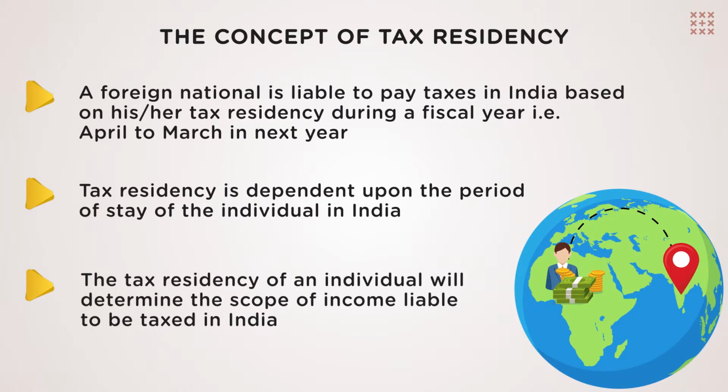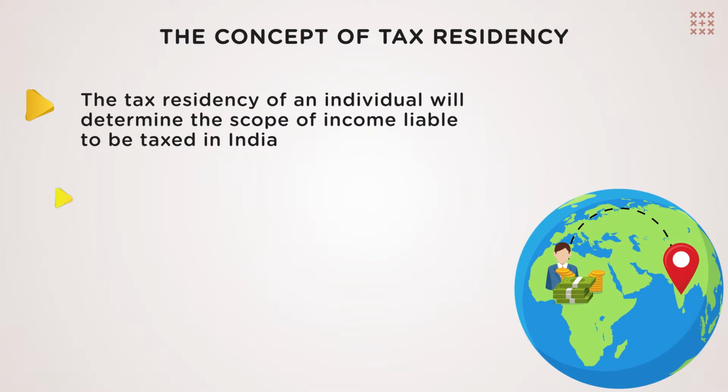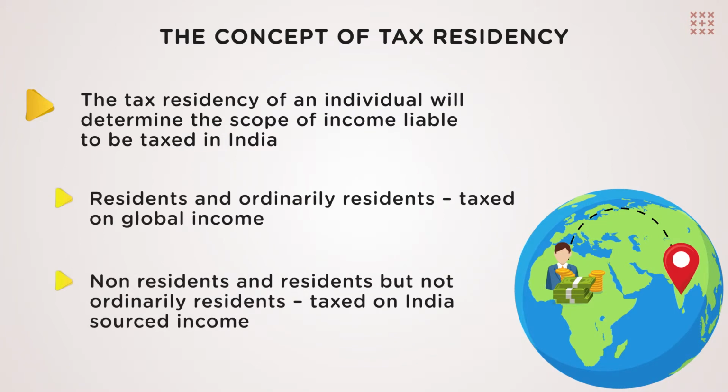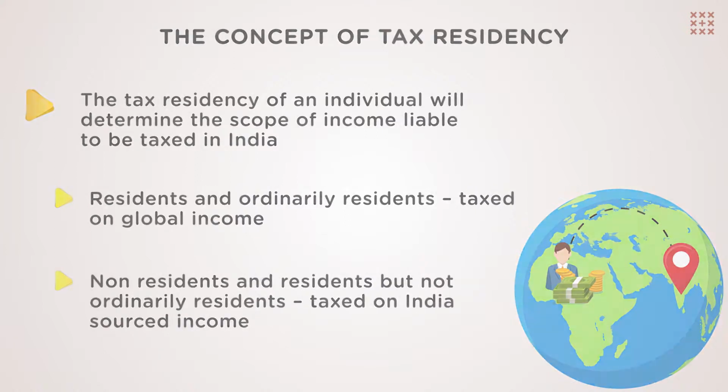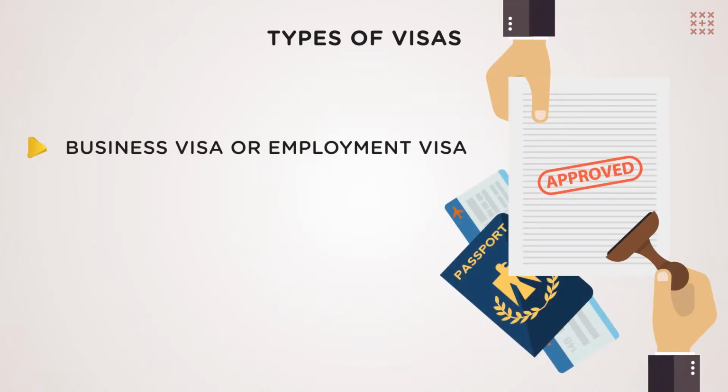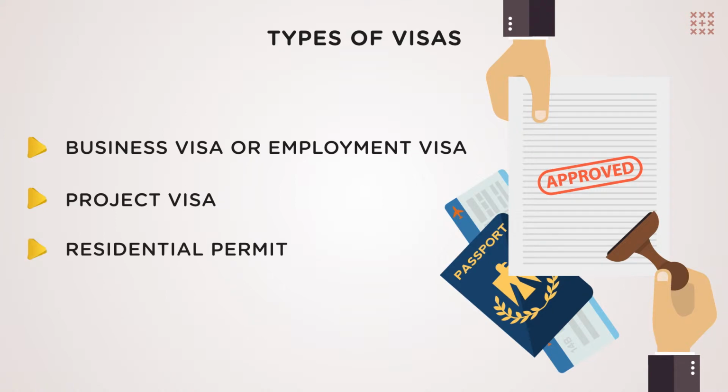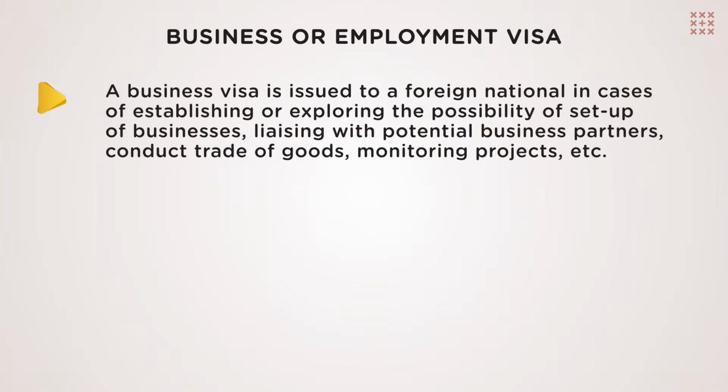The residents and ordinary residents are taxed on their global income, whereas non-residents and residents but not ordinary residents are taxed on India-sourced income. The different types of visas issued to a foreign national on entering India are business visa or employment visa, project visa, or a residential permit. A business visa is issued to a foreign national in cases of establishing or exploring the possibility of setup of businesses, conduct trade of goods, monitoring projects, etc.